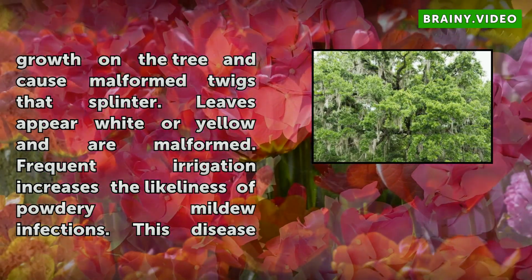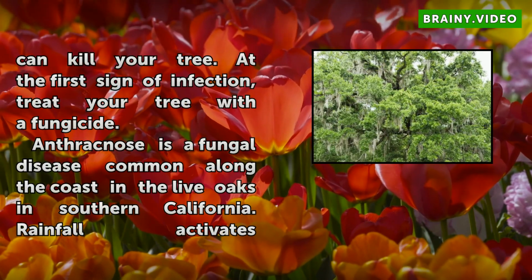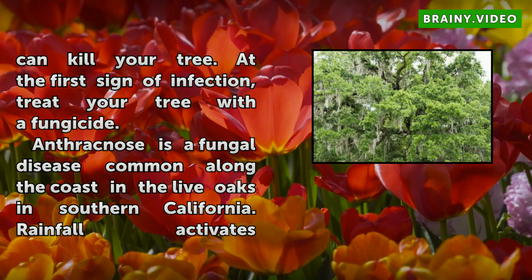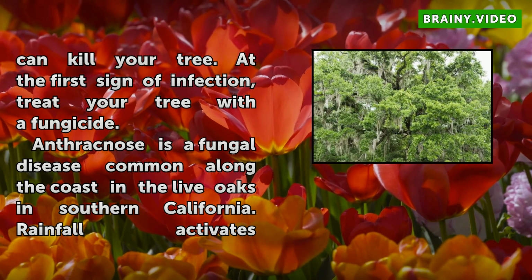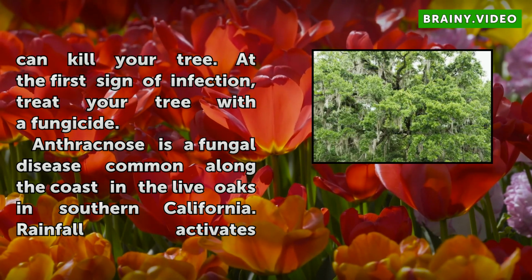Anthracnose is a fungal disease common along the coast in the live oaks in Southern California. Rainfall activates the anthracnose spores in dead twigs and begins to affect new leaves, spreading from the lower branches up. Leaves discolor and then fall.